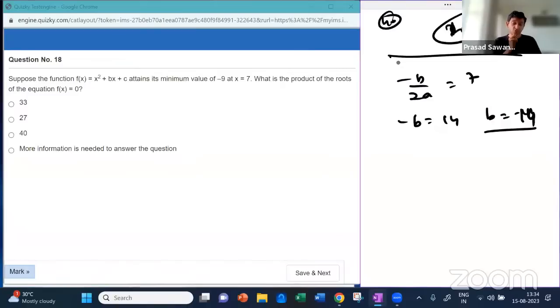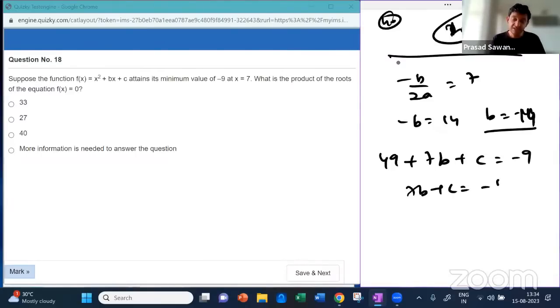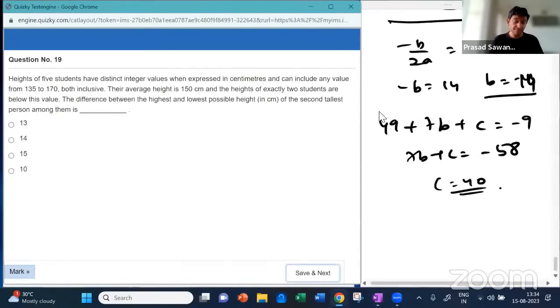What is the product of the roots of the equation fx equal to 0? Product of the roots is c. Minimum value of minus 9. So it becomes minus 9 at x equal to 7. So 49 plus 7b plus c is minus 9. Okay. So 7b plus c is minus 58. 14 sevens are 98. So minus 98, c is 40, I think. So product of roots is 40. Okay.